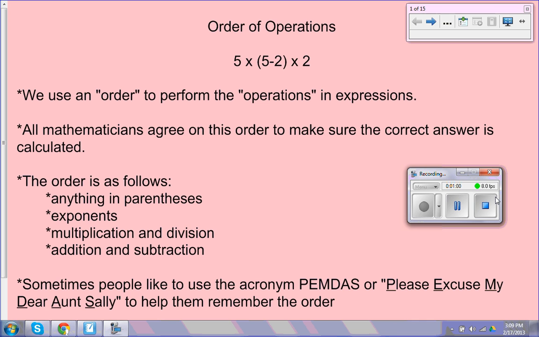Sometimes people like to use the acronym PEMDAS, P-E-M-D-A-S, which we can use, please excuse my dear Aunt Sally, to help us remember that order.